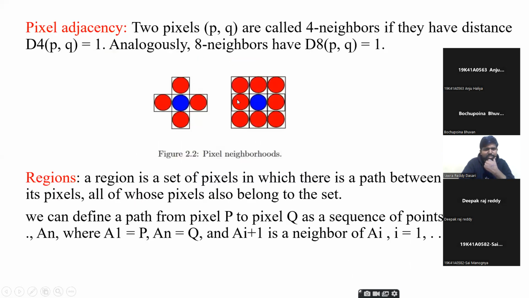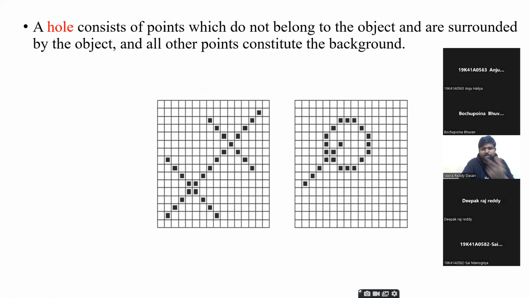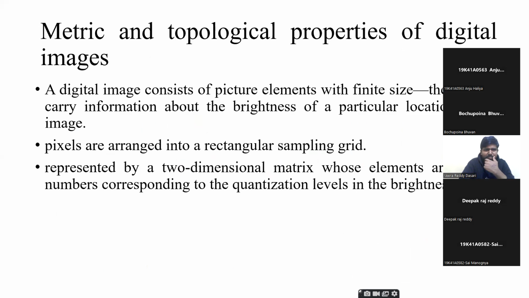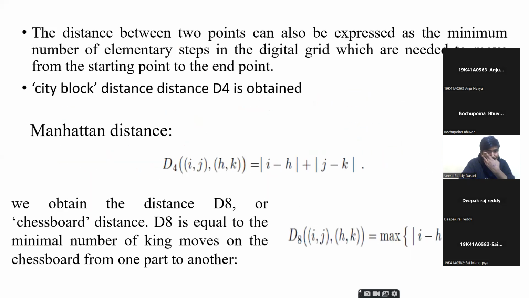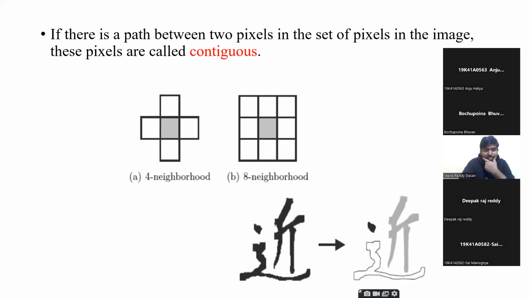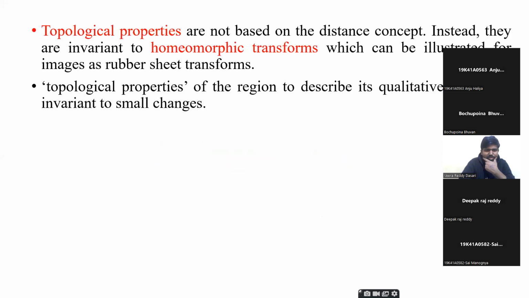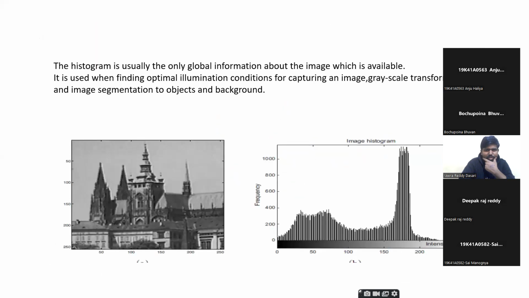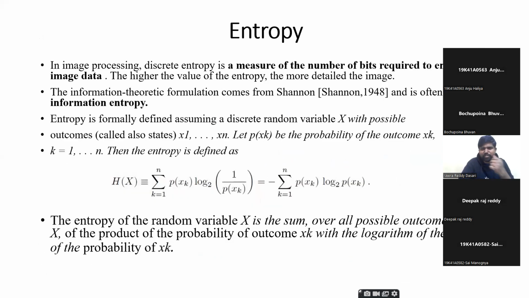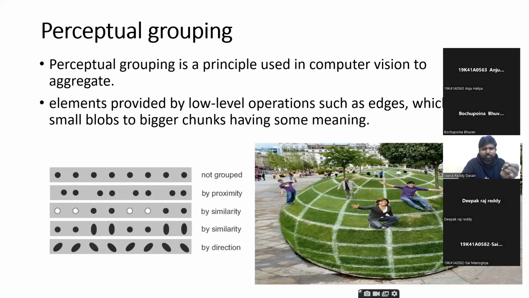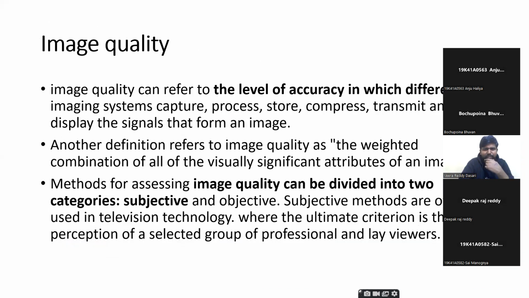So what is pixel adjacency, and I will explain the mathematical part of histogram. And one more is these properties, what you call topological properties. Topological properties means what is a region, what is a hole, what is an edge. Study this mathematical part, and read the definitions of entropy and acuity. Okay, read the definitions of entropy and acuity.